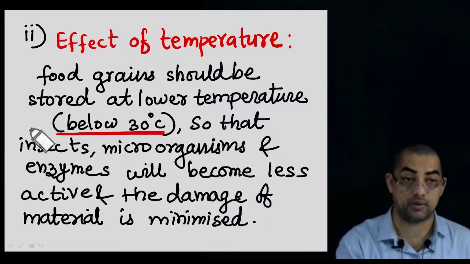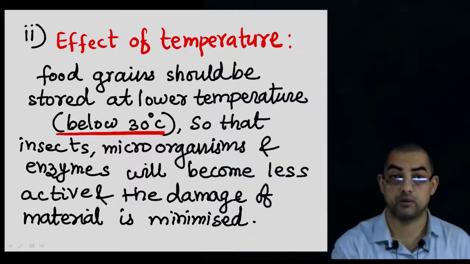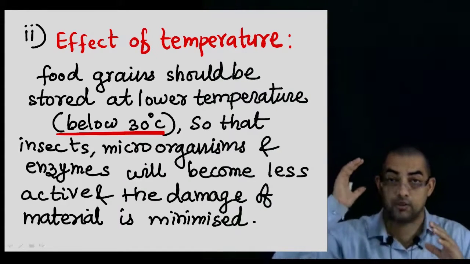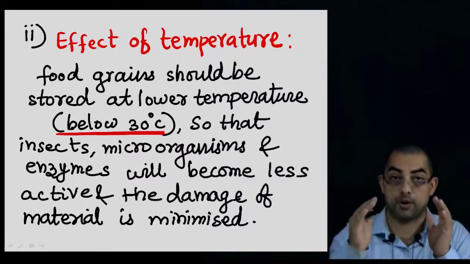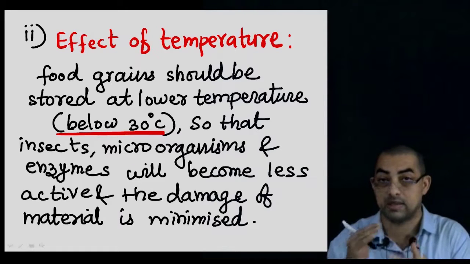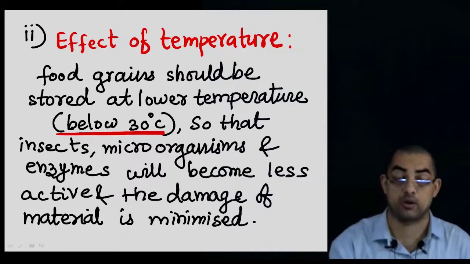You have to remember that most of these microorganisms and most of these insects grow very well at a temperature above 30 degrees Celsius. Say between 35 to 45, they flourish very nicely. So it is better to keep our crop at a low temperature, below 30 degrees, so that these enzymes, microorganisms and insects are not that active at this particular temperature.